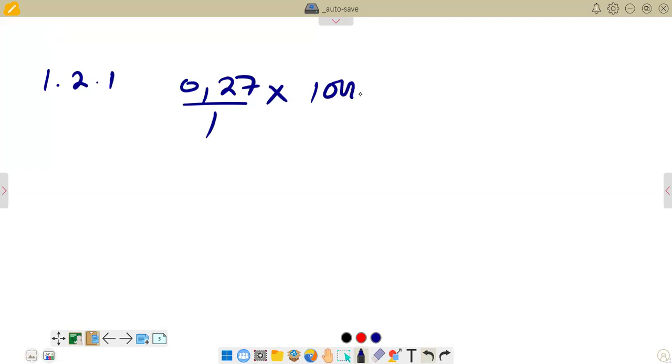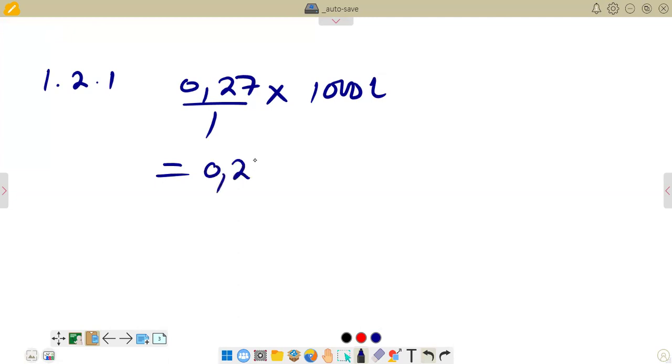So if you come here, we are just going to say this is our 1.2.1, and we calculate it as 0.27, which is what we don't have, over one cubic meter, which is what we have. And you multiply by the given figure, which is 1,000 liters. So having that now, we can simplify it further.